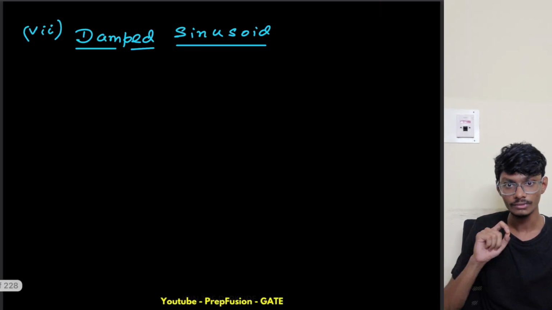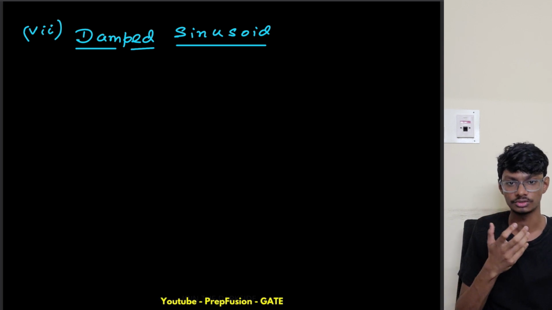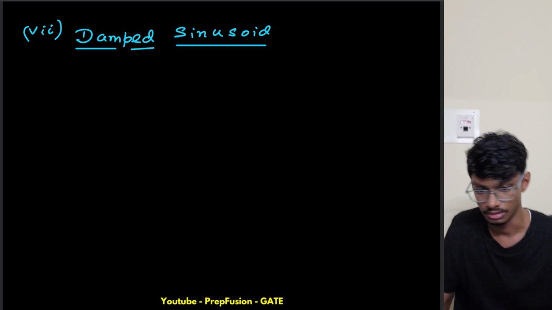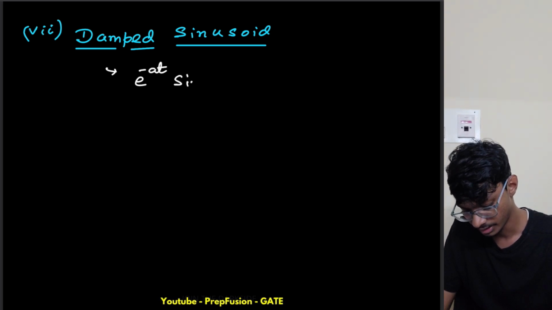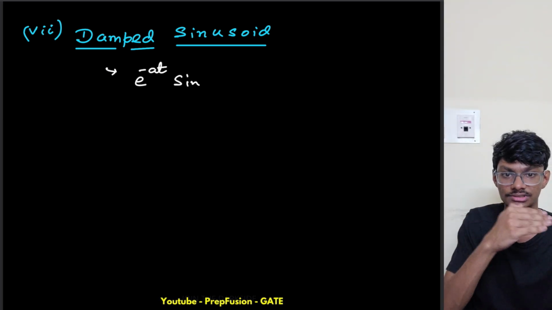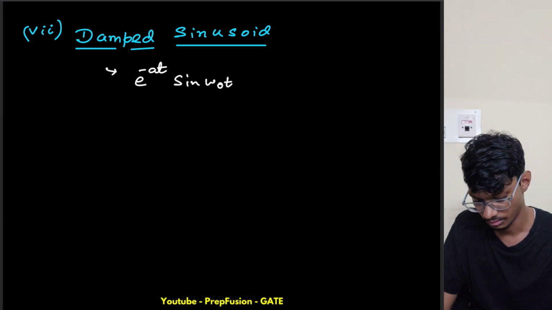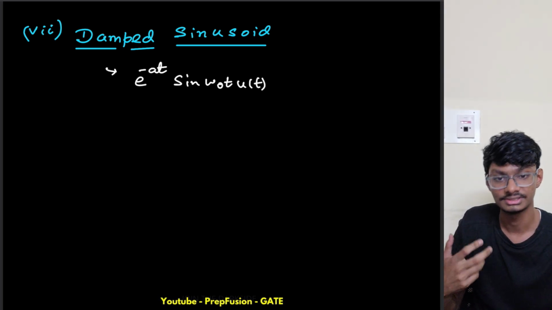Now what is the damped sinusoid, right? What do you mean by damped sinusoid? More of this we'll study in the time response chapter, okay? So damped sinusoid is basically something like this. It is a sinusoid, but it is reducing in its magnitude. So sin omega t times e to the power minus at, okay? So what does the graph look like?